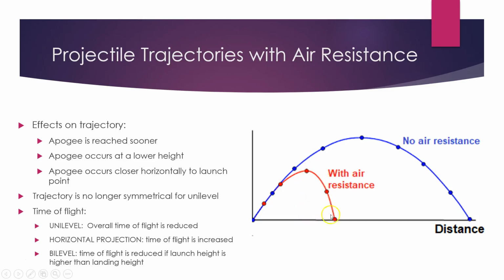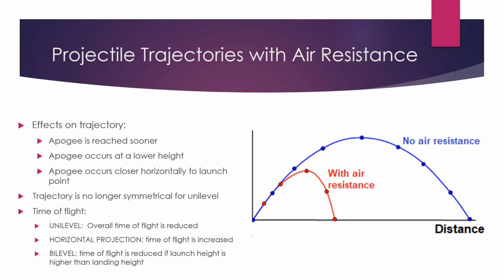Air resistance has been acting on the horizontal velocity and reducing it, so by the time it gets to this point, it's barely moving horizontally at all. It's mainly just falling out of the air. So that makes it much steeper on this side of the apogee. So it's no longer symmetrical, so we can no longer call it parabolic motion. So that's for unilevel projection.